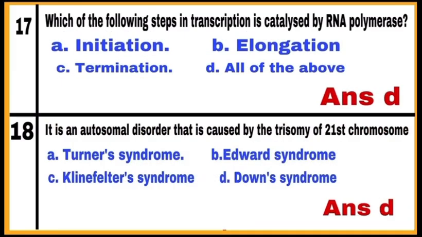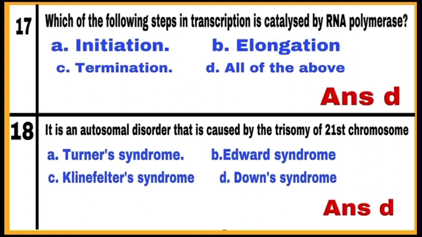Question 17. Which of the following steps in transcription is catalyzed by RNA polymerase? RNA polymerase catalyzes all the reactions: initiation, elongation and termination in the transcription process. So here mark D, all of the above, as the correct answer.